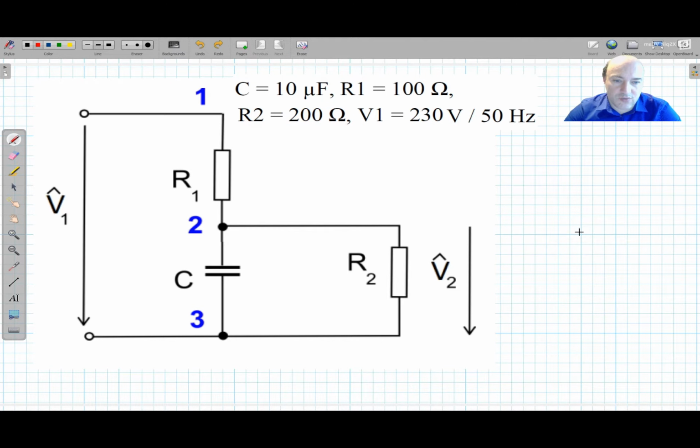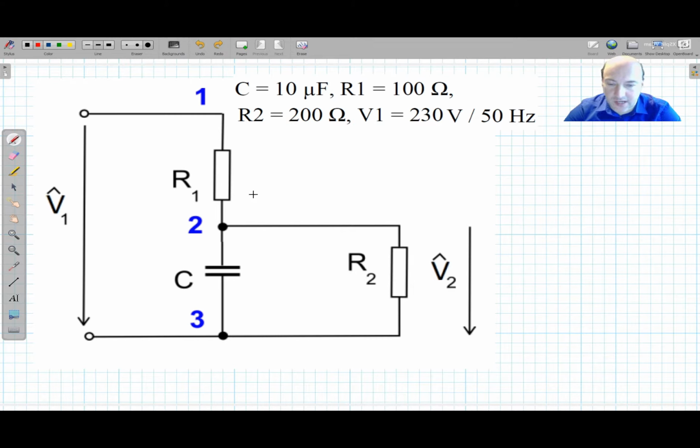In today's class, we'll be discussing AC circuit analysis, and we will do a few calculation examples so that you have training in solving circuits. Let's take a look at this circuit.